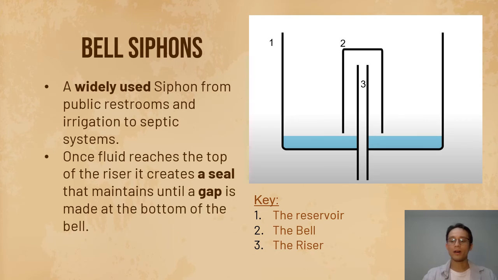The mechanics upon which this operates is that once the water flows up high enough, that helps prime it, and then once it finally reaches the top, it begins to flow down, and any air that's left above the height of the riser will flow out first, and then the fluid will create a seal and begin to flow out the rest. And it won't stop until there is a gap at the bottom of the bell where air can once again flow in and disrupt the flow of the siphon.